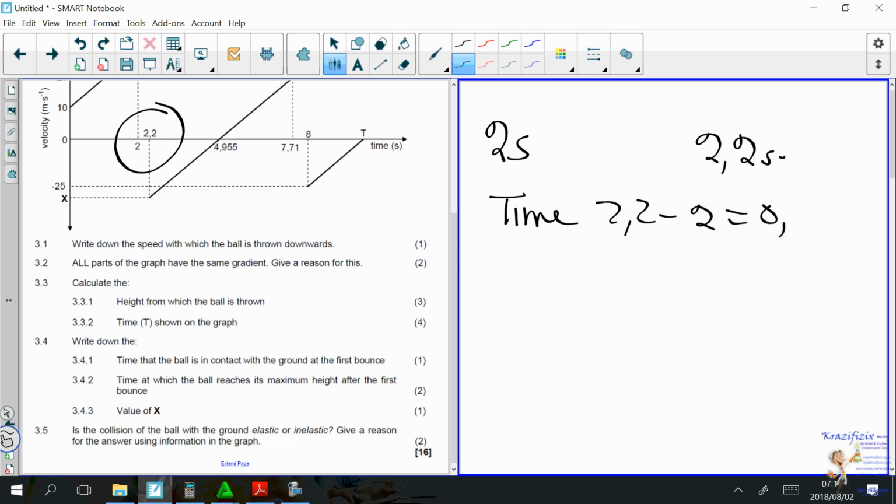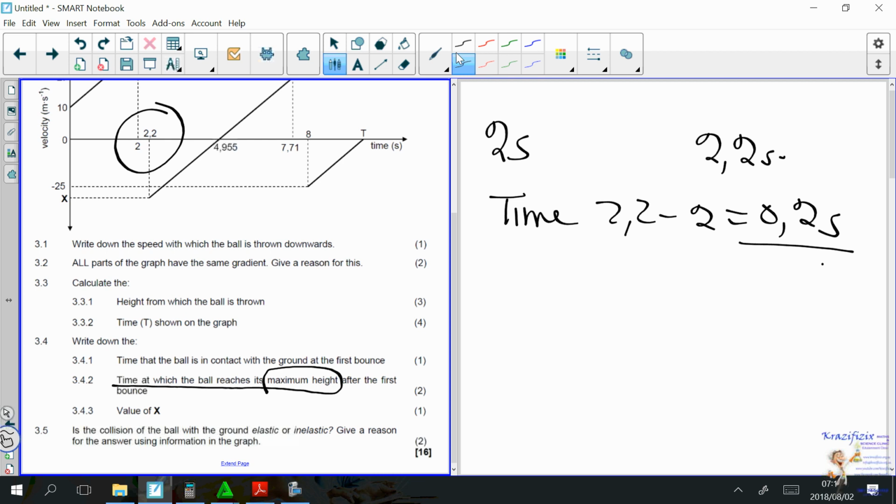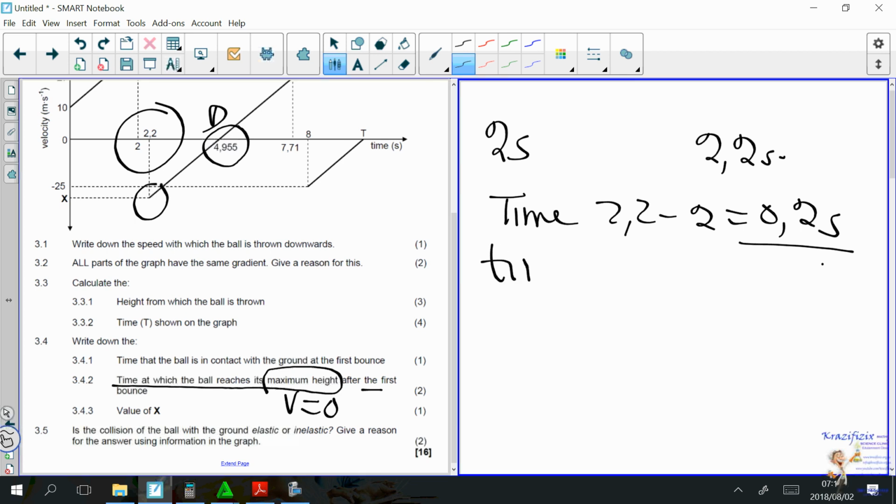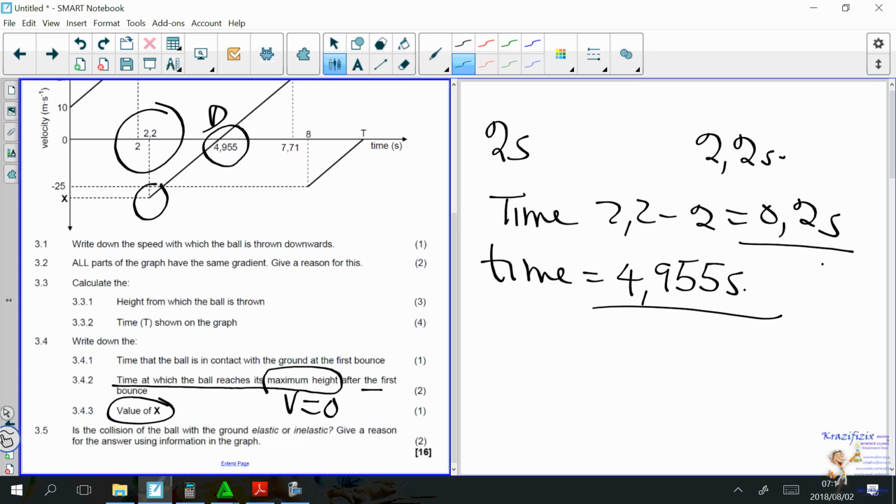2,2 minus 2,0 is 2 seconds. We're done. Time at which the ball reaches the maximum height. Where is the maximum height? At maximum height, velocity equals 0. After the first bounce, the ball bounces here. This is my maximum height, point D, if you go back to the graph. So what's my time? My time now is 4,955 seconds. Value of x. Where is x?